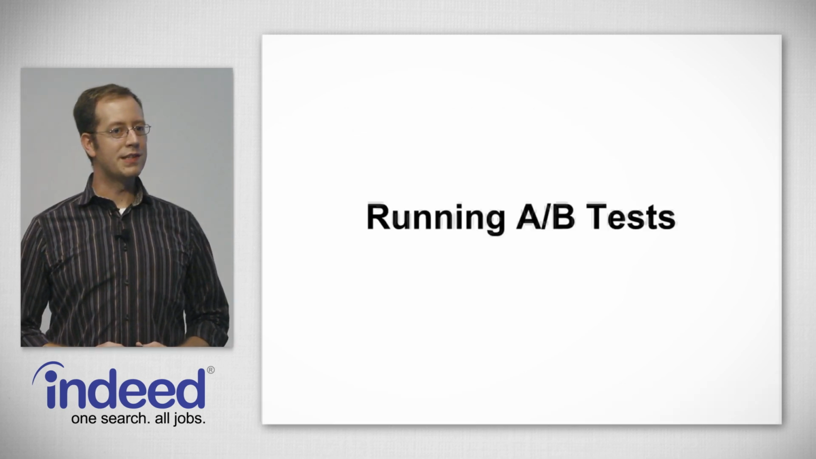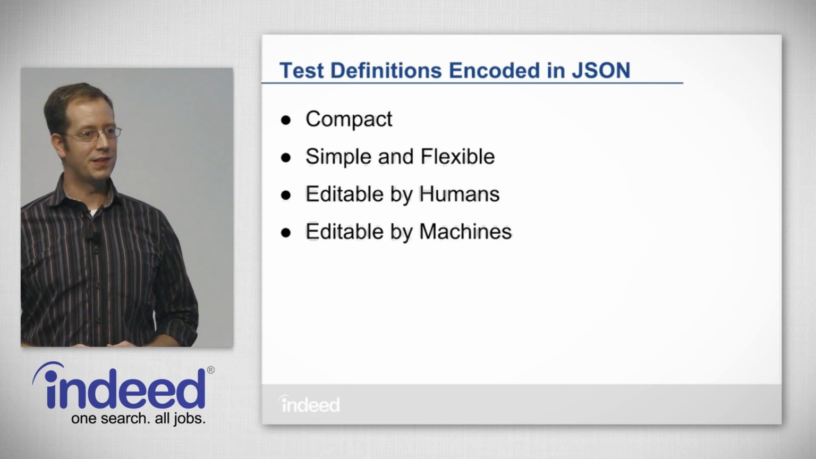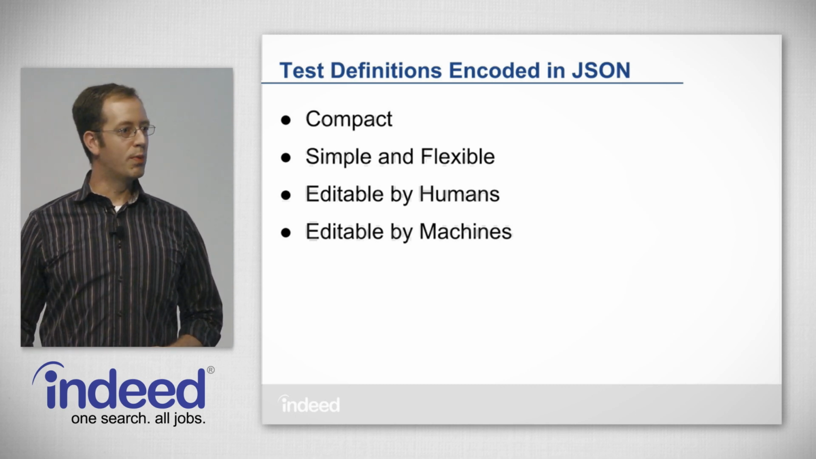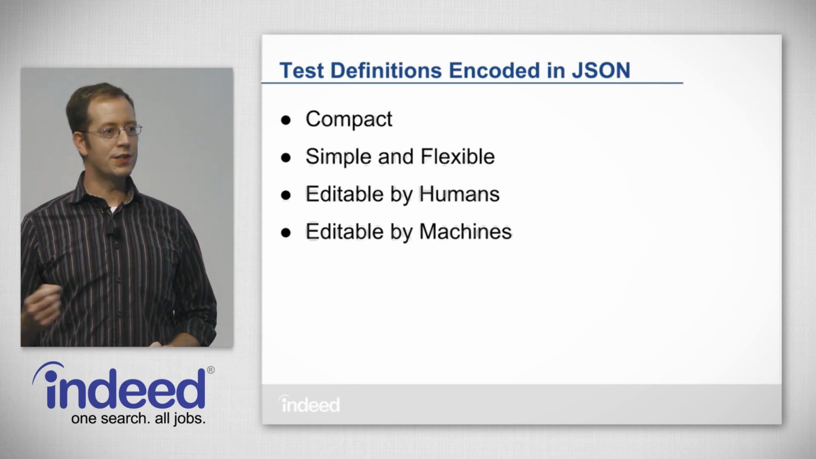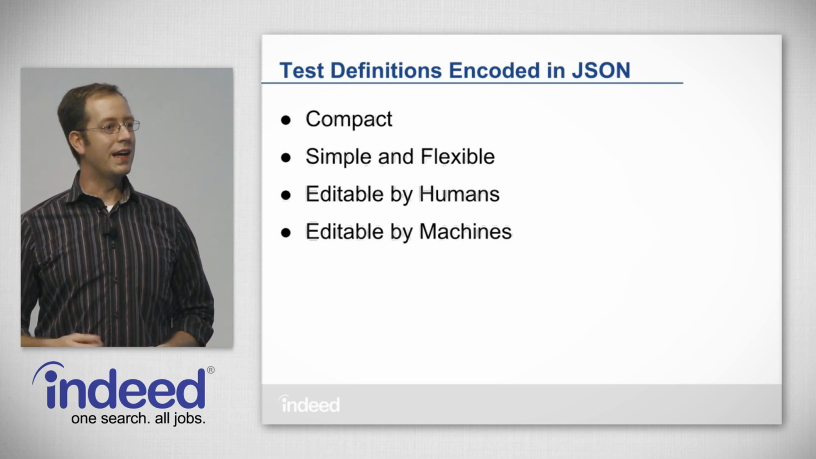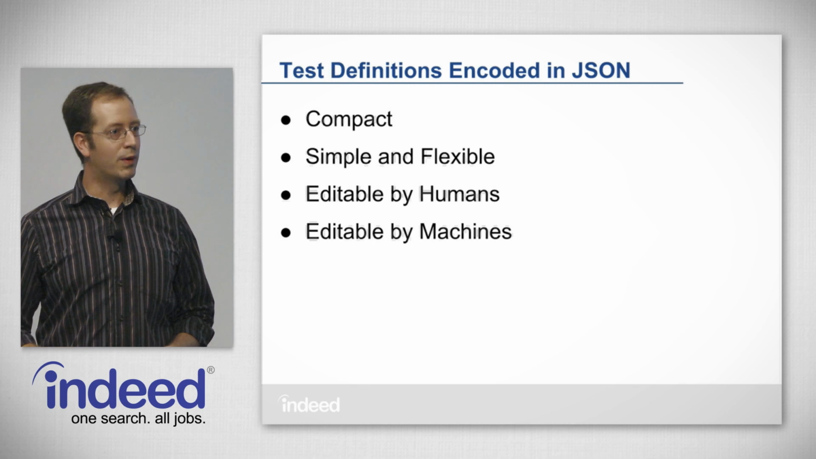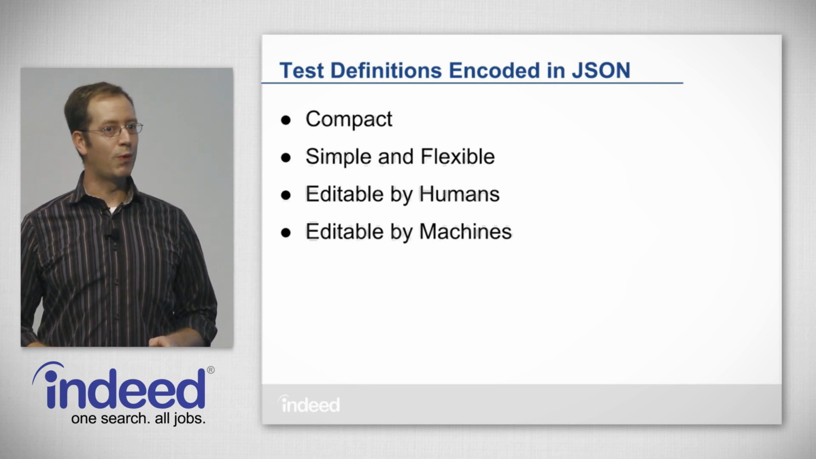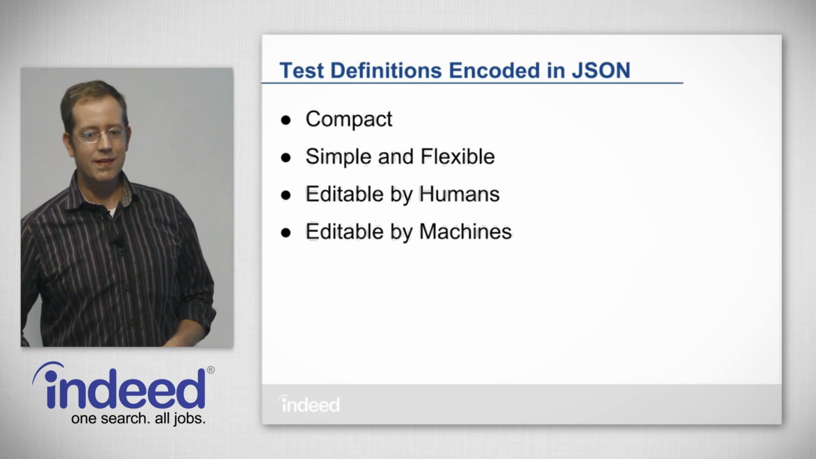Now, how do we actually run this in Proctor? How do we make these definitions? The definitions are in a global pool, as I mentioned. Each definition is just a JSON file. It's very compact, simple, and flexible. It is editable by humans. It's editable by machines. That means that we can both read it and write it with ease.